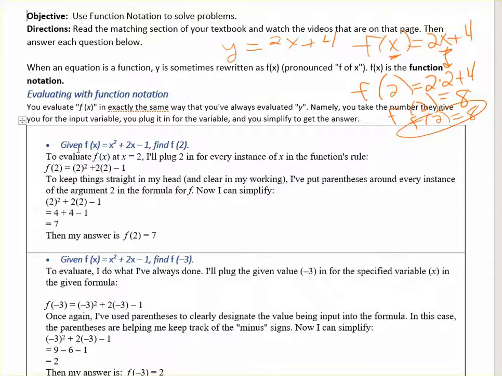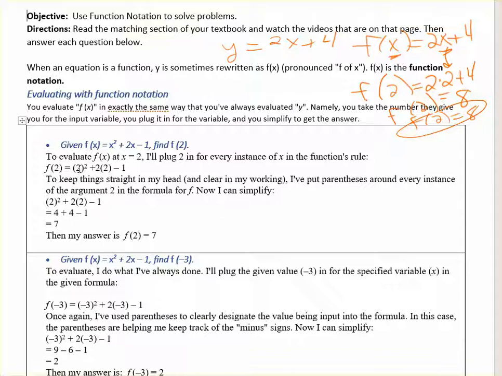Here's another example. Given that f of x equals x squared plus 2x minus 1, find f of 2. So to evaluate this, I'm just going to replace the x with 2. So that means that f of 2 will equal, and this right side is the side that you will simplify and solve.